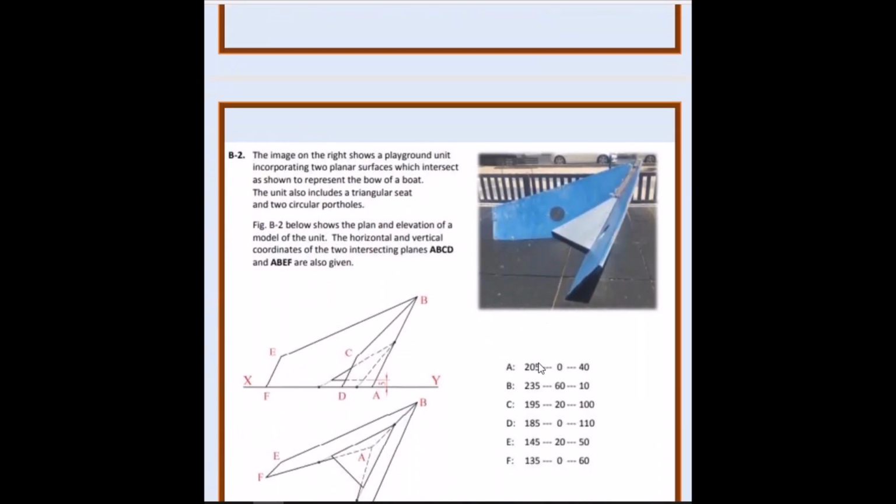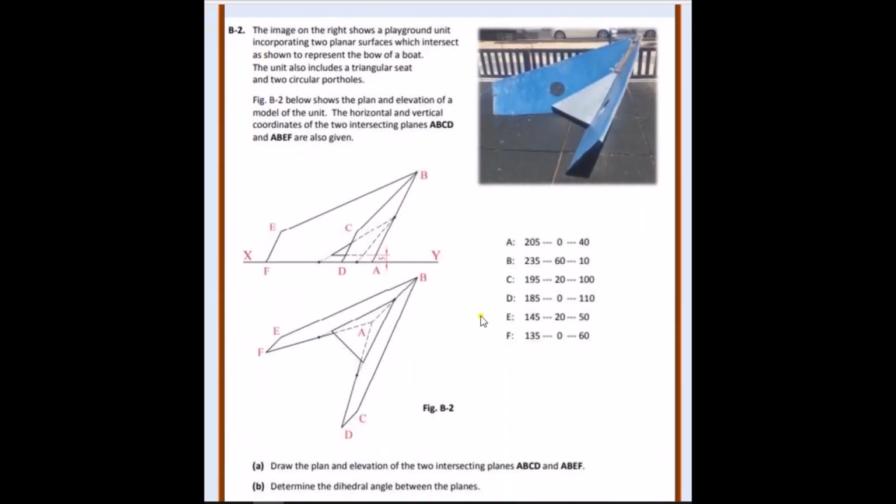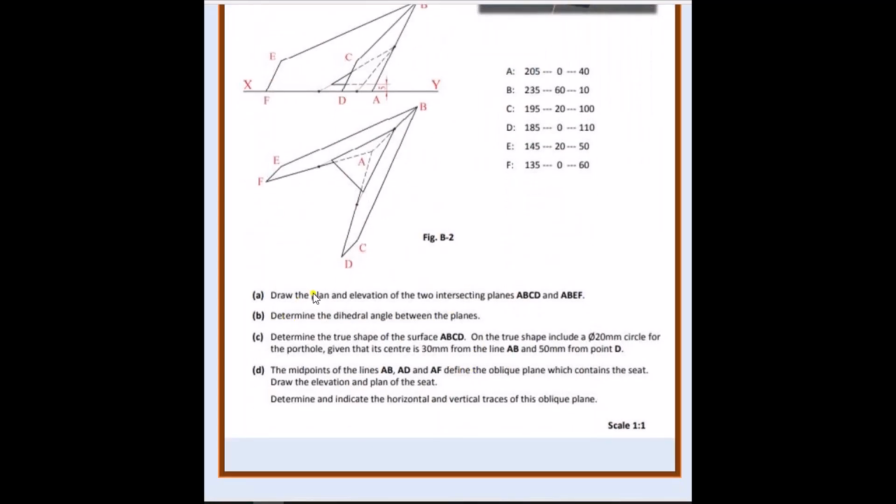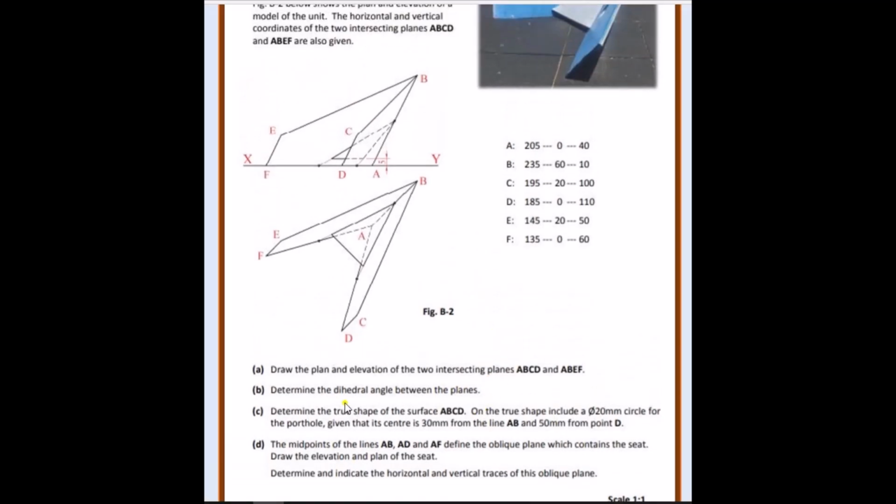Now the third question here, that I haven't gone through in the video yet, is this structure here. Instead of having triangles this time, we have polygons, showing this 4-sided shape here, and this 4-sided shape here. So the first part of this question is just draw elevation and plan of the 2 intersecting planes. Straightforward so far.